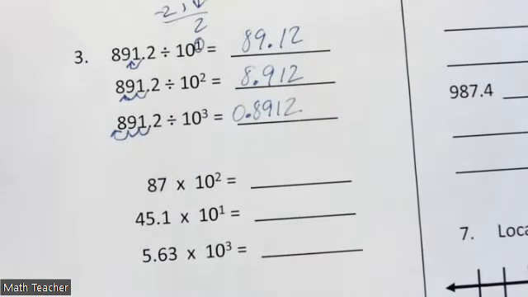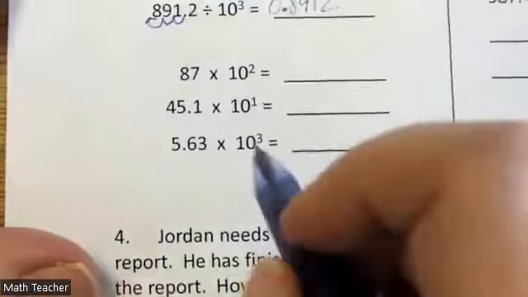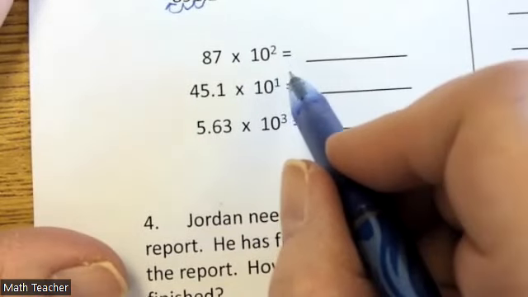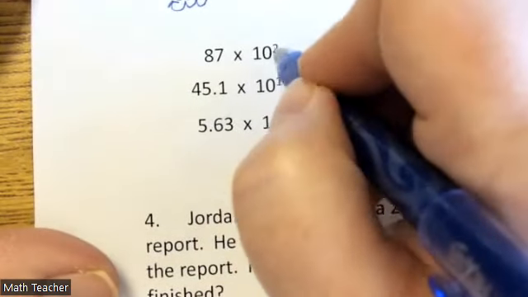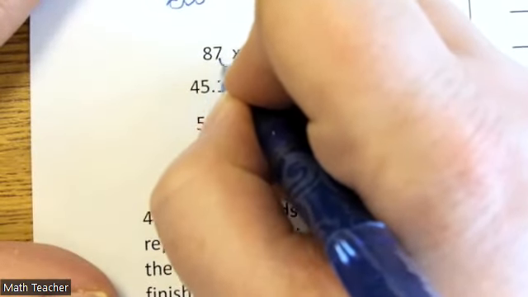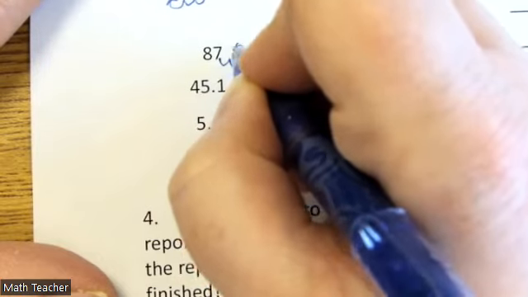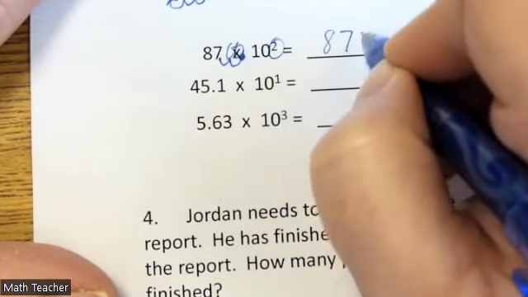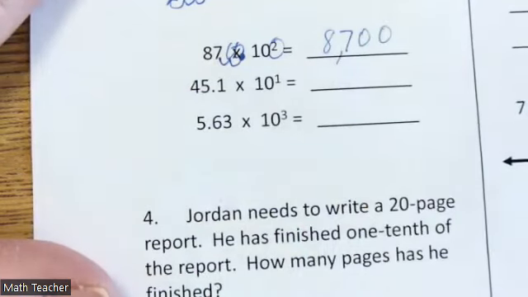Then we're multiplying by powers of 10 next. So 10 to the second power means 10 times 10, which is 100. So we're multiplying by 100, or 10 to the second. Move our decimal 2 places to the right. So our decimal is currently here. Move it 1, 2 places to the right and fill in with 0. So 8,700.